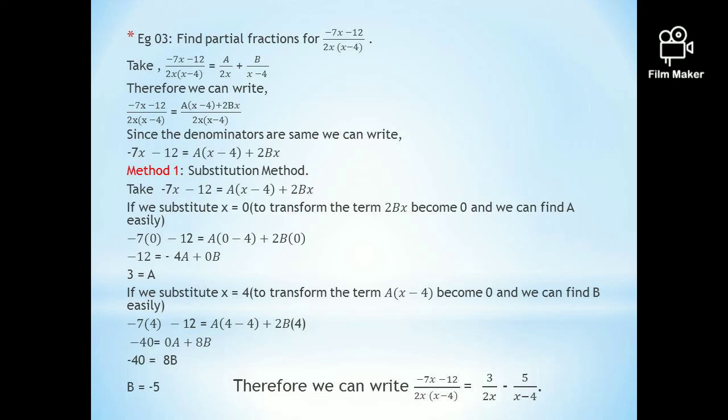(-7x - 12) over 2x times (x - 4) equals 3 over 2x minus 5 over x - 4.